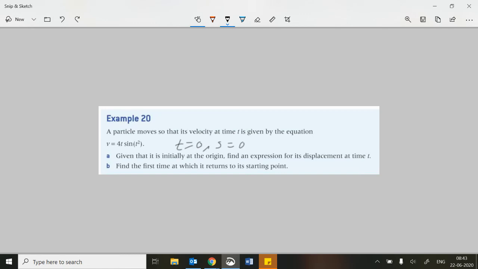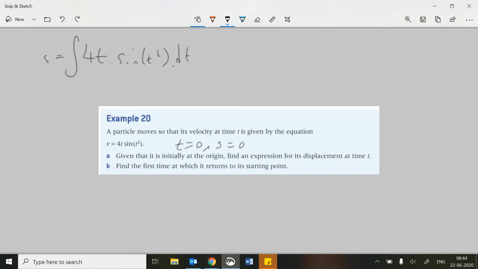Some of these questions could be differentiation. So let's integrate this then. So we've got the integral of 4t sine t squared with respect to t. There we go. Now, there's two parts to this, and we don't know integration by parts, which would deal with this in a different way, but we do know integration by substitution.